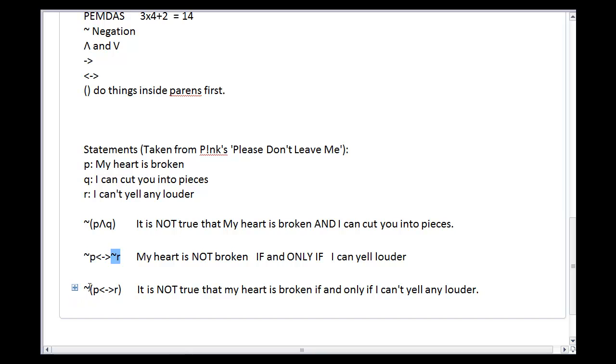And lastly, another one of these not statements in the front, which means it is not true that, and then inside my parentheses, I have P for my heart is broken, my if and only if statement, and then R, I can't yell any louder. So it is not true that my heart is broken if and only if I can't yell any louder. If I can be yelling louder, my heart's not broken. If my heart is broken, I'm probably too depressed to be yelling too loud. So, those are the directions of these statements.